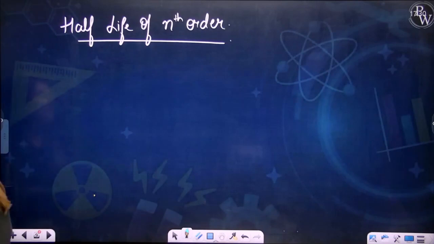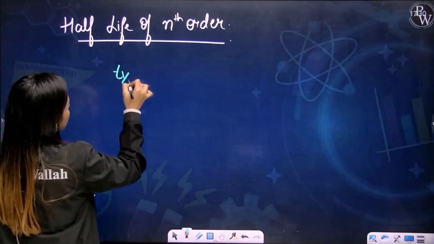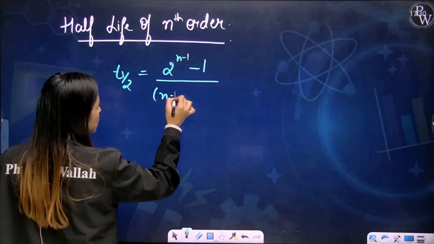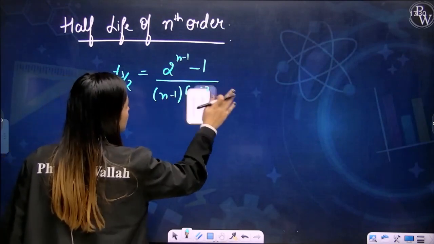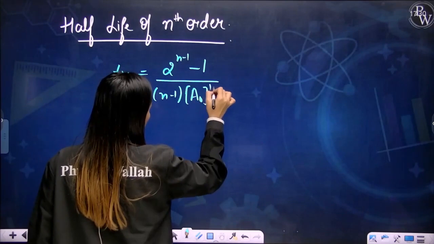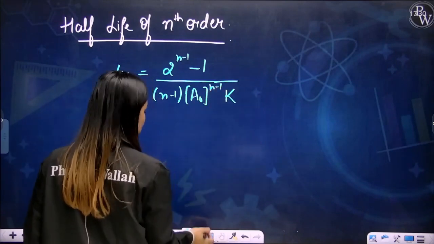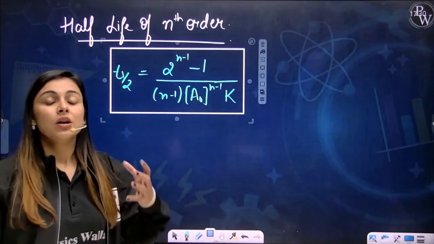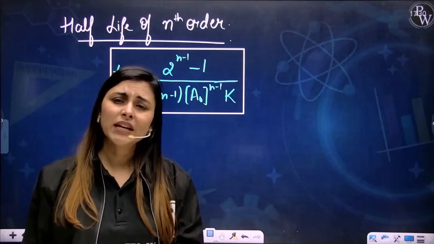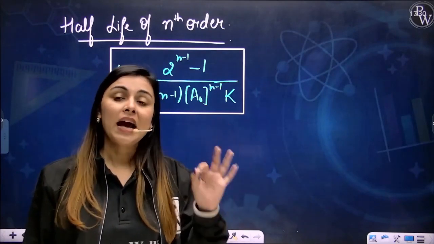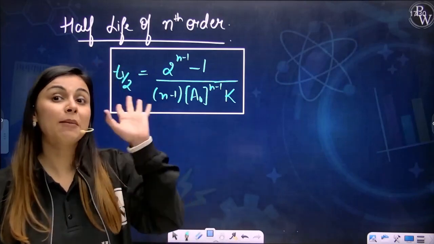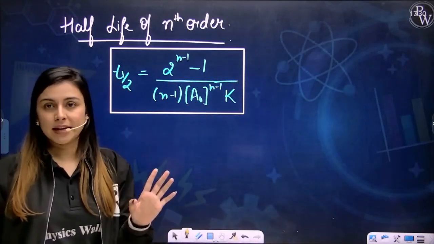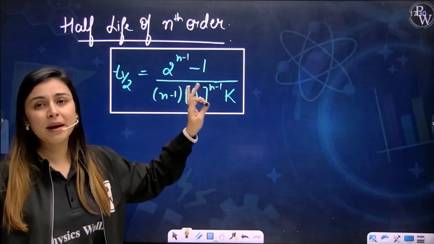Perfect. Okay, so let's write it. This would be T half for nth order equal to 2 raised to the power n minus 1 minus 1 upon n minus 1 into a naught raised to the power n minus 1 into k. This is the general formula for a nth order reaction for the T half, that is the half-life. You can apply this formula on any order of the reaction and your answer would absolutely be correct. Except, my dear students, this is not applicable to the first order reaction again.